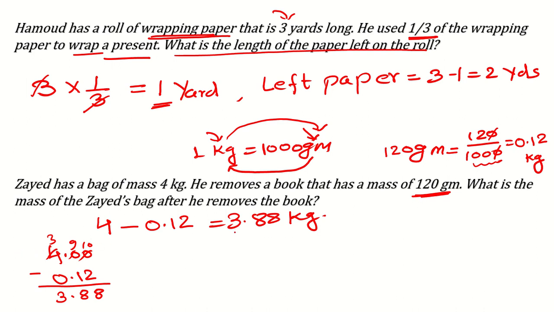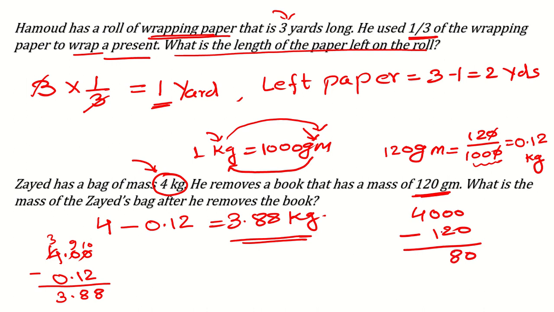Now maybe in the exam they can ask how many grams of weight are left after he removes the book. So here you will convert this into gram, or you can do it from the starting: write 4 kilogram into gram and then subtract this 120. Okay, I'll tell you that also. See, 4 kilogram means 4000 gram, minus how much he is removing? 120. So what will be the answer here? 0, 10 minus 2 is 8, 9 minus 1 is 8, and 3. Now this is in gram. If it has to be in kilogram, then you put the decimal point up to 3 decimal places: 1, 2, 3. So the answer will be 3.88 kilogram.